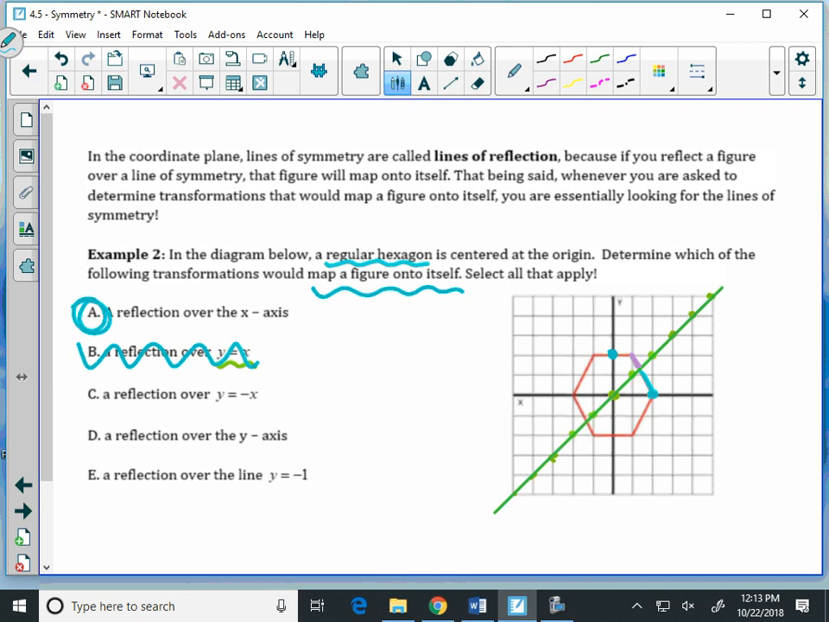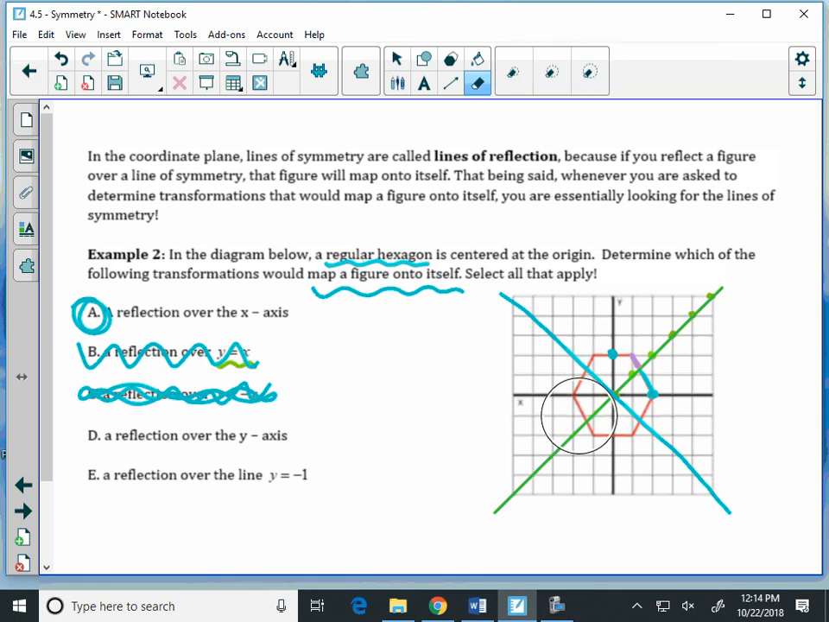Well, if y equals positive x works, do you think y equals negative x is going to work? No, because it's the same exact line, it's just going in the other direction. It's just going this way. And we already decided that's not a line of symmetry. Okay.